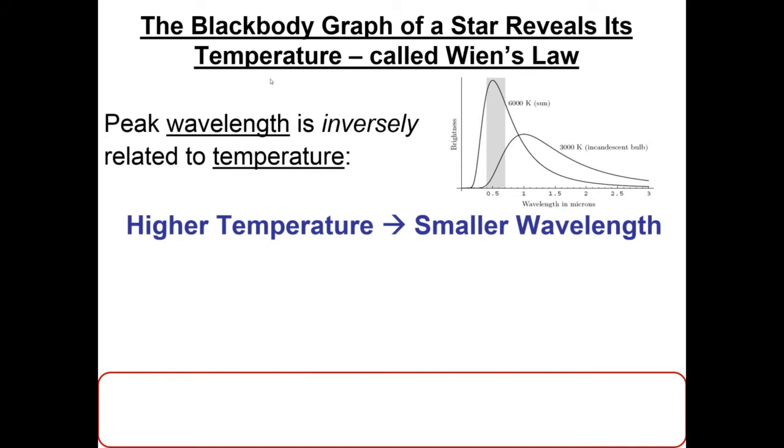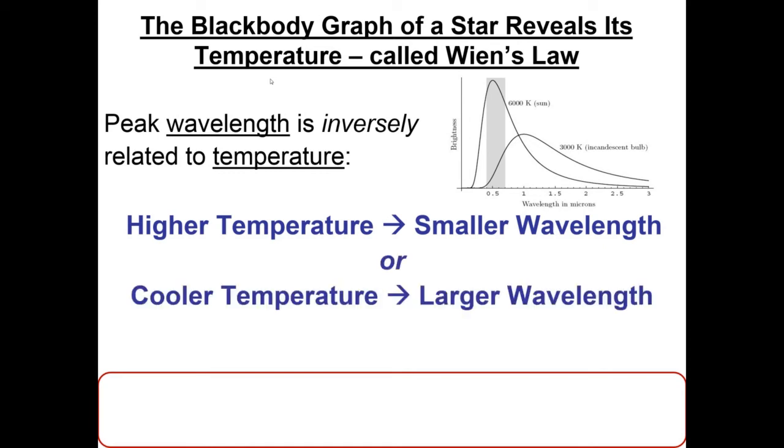Okay, higher temperature is smaller wavelength. We've been saying this again and again. I do think that if I say higher temperature is smaller wavelength, lower temperature is bigger wavelength, it starts to become almost confusing, but it's not. It's the same thing we've been saying this whole time. Hotter things peak in the blue, right?